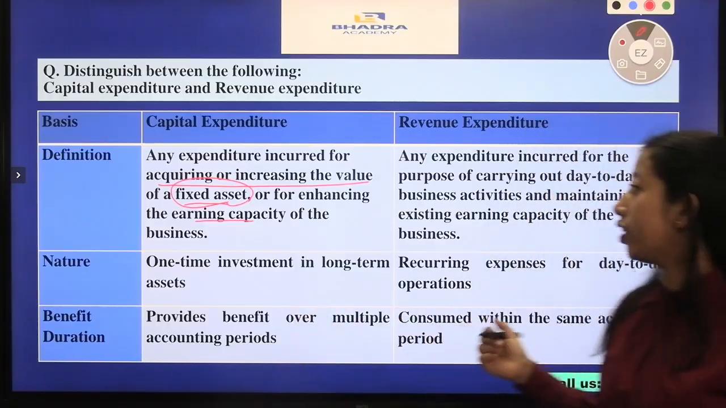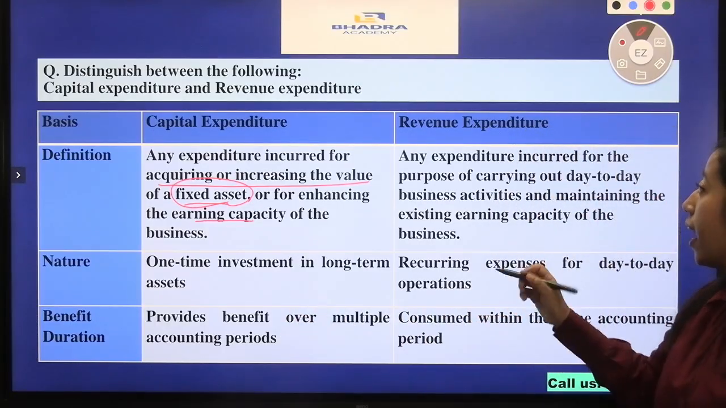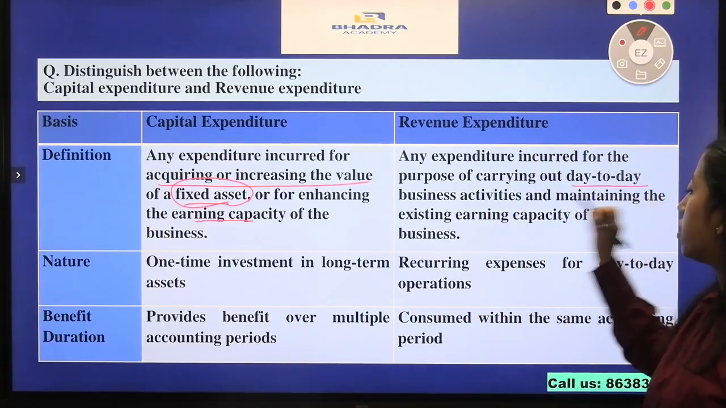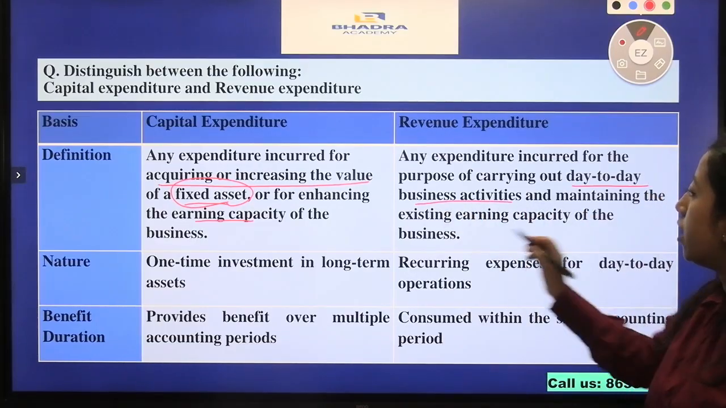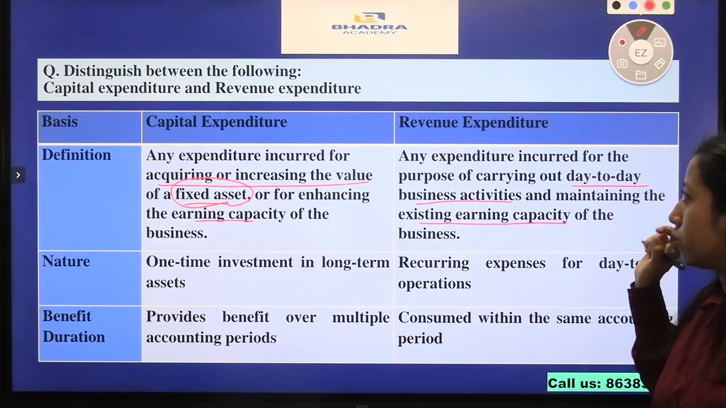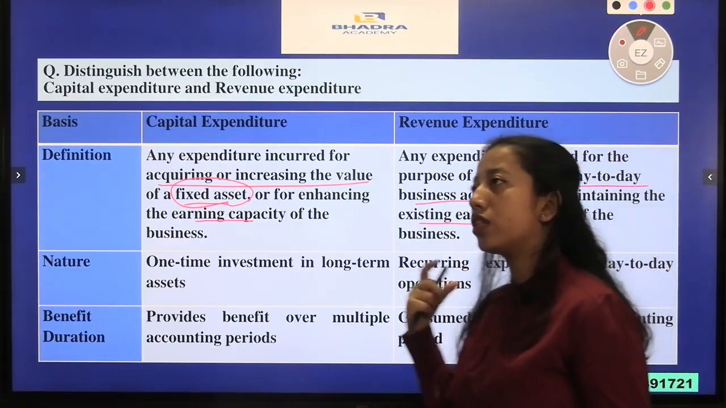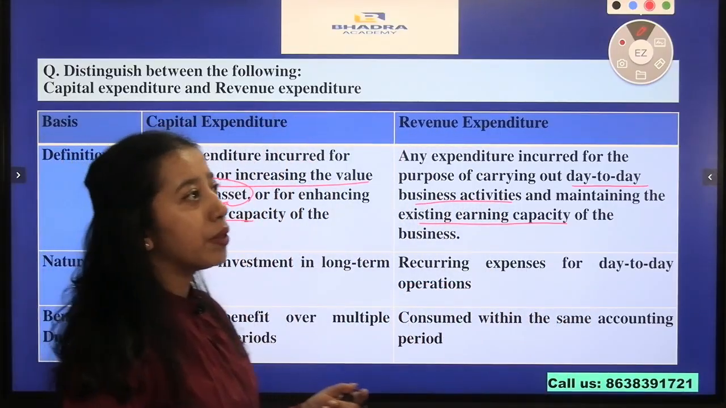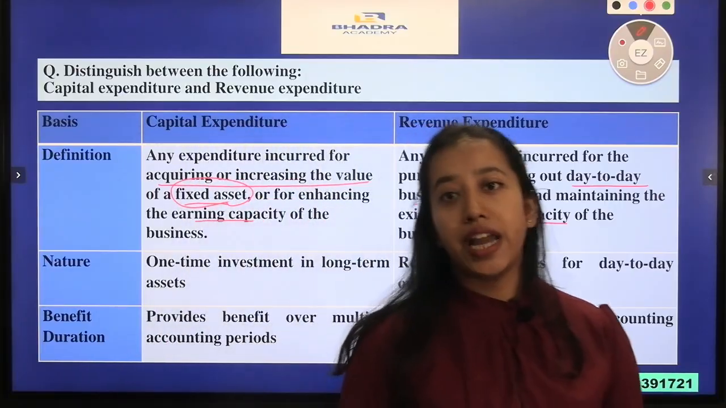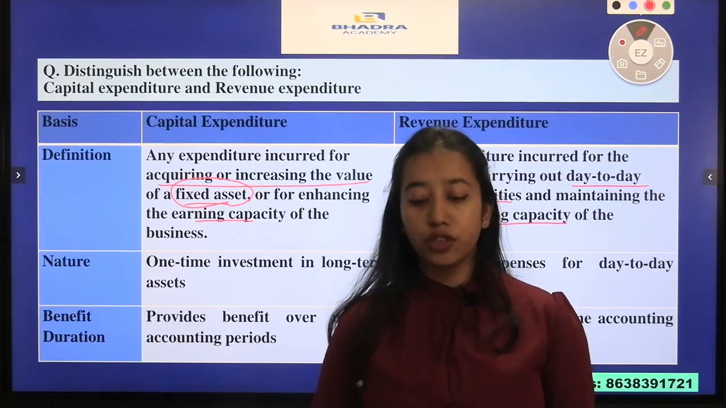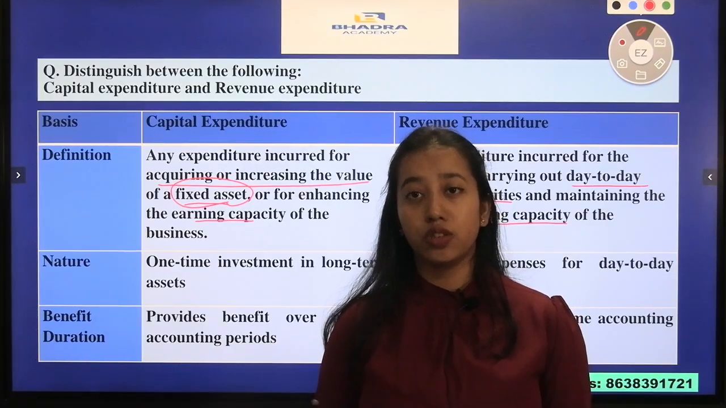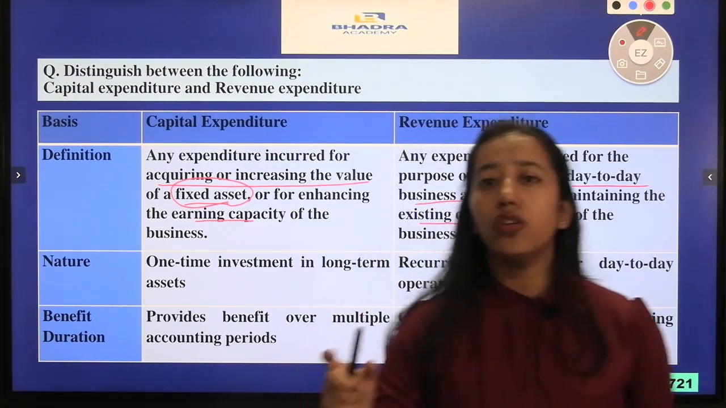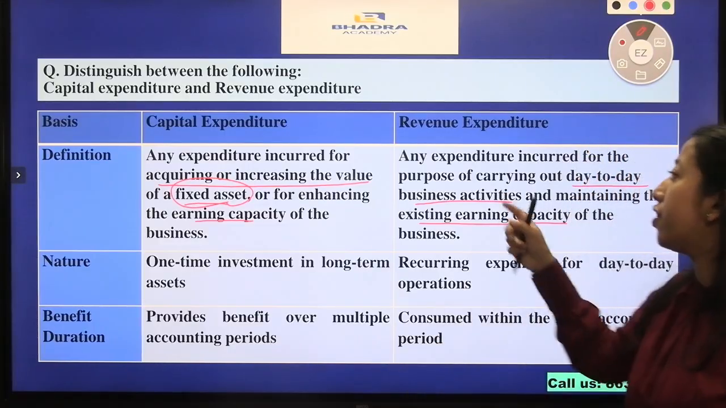Now, what is revenue expenditure? As the definition says, any expenditure incurred for the purpose of carrying out day-to-day business activities and maintaining the existing earning capacity of the business. So revenue expenditures are all those expenses made on day-to-day operations of a business. For example, payment of salaries, buying raw materials, these are related to the operational activities of a business. These are expenses made on a day-to-day basis, and all those kinds of expenses are known as revenue expenditure.